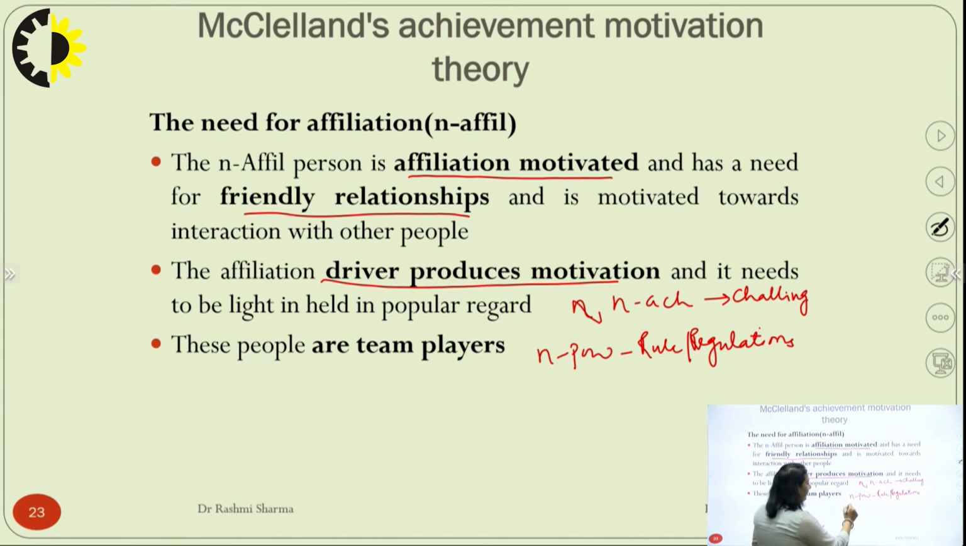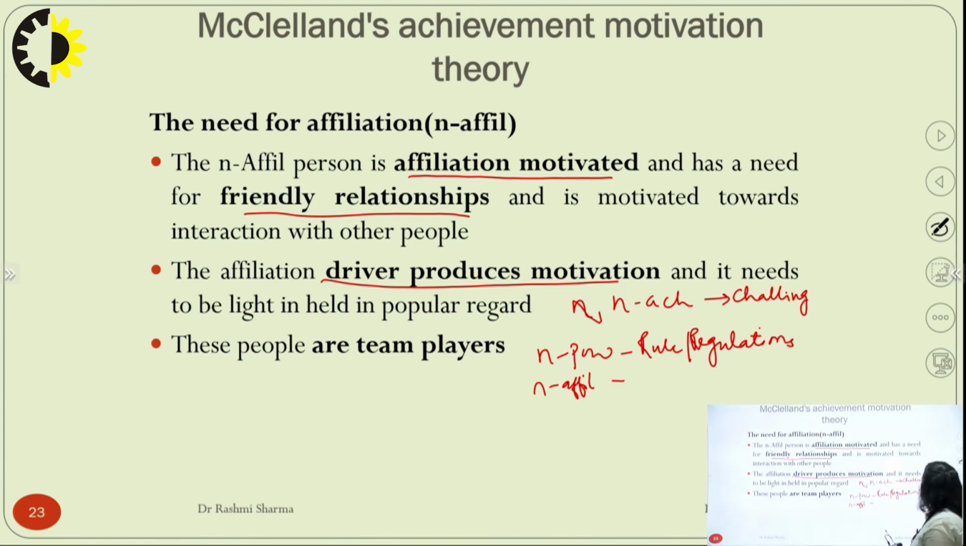Then comes the need for affiliation. When we find that a particular person is of a very friendly nature, we can add that person to the team. If we add a person with a need of achievement to a group which is so friendly, then that person would become the leader and start dictating them, or would become the prominent member. So we have to look into the type of the person, whatever the needs.